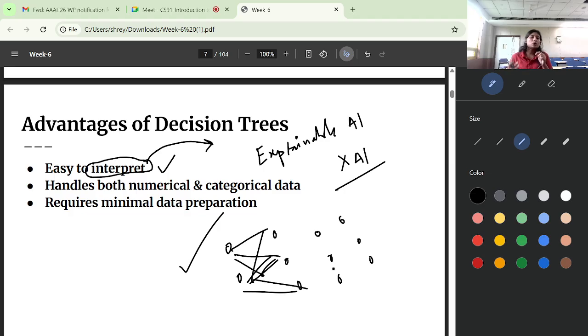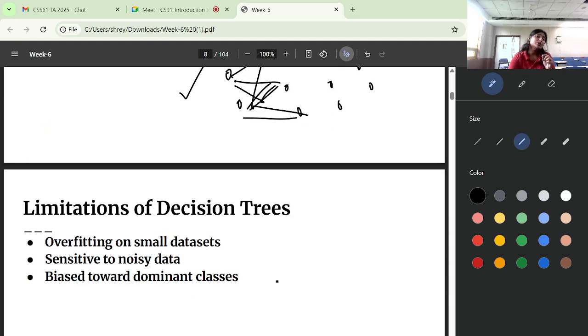Secondly, it can handle both numerical and categorical data. This is an additional advantage, I would say, because at present neural networks can also do that, so it's not a big deal. Second is that it requires minimal data preparation, because if your data in Excel files or CSV files is prepared, you don't have to do much. You just put in the decision tree algorithm and it will give you good results. But along with that, there will be some limitations or disadvantages.